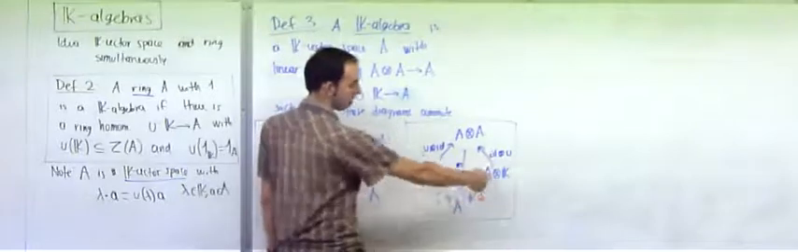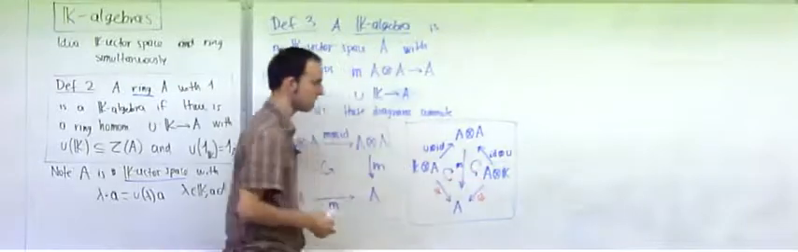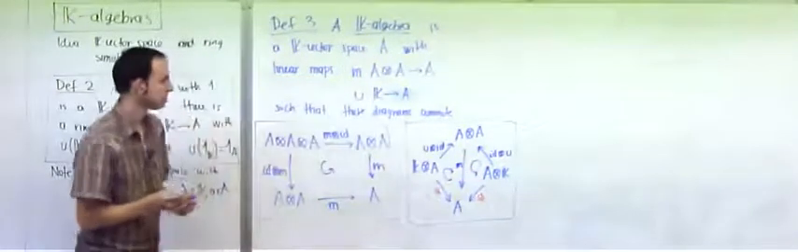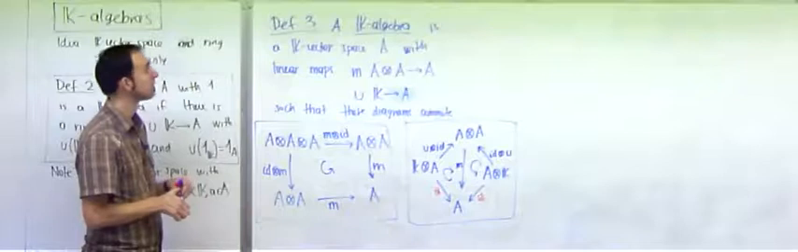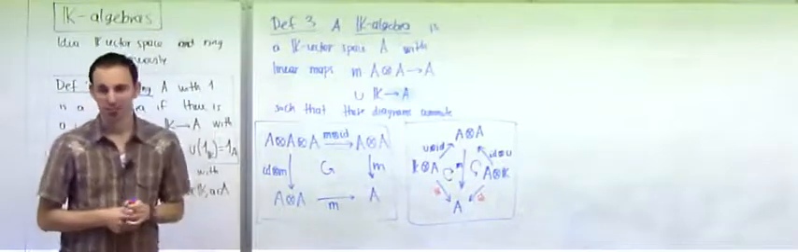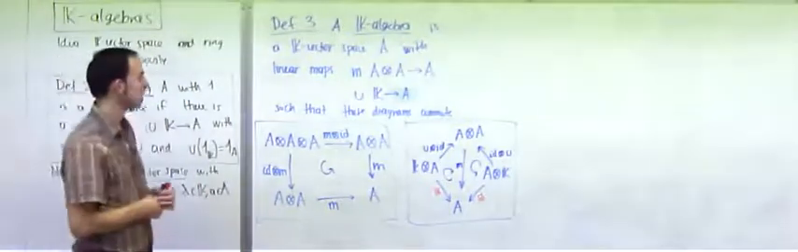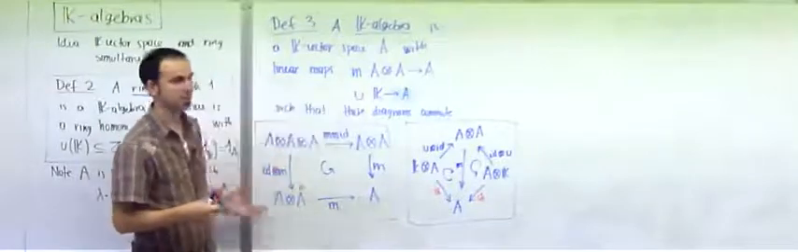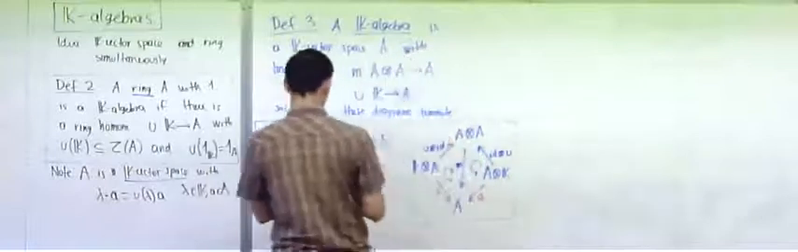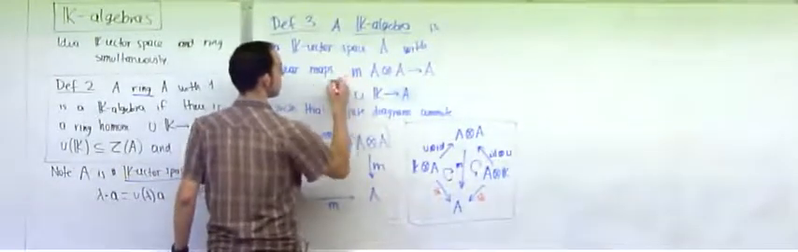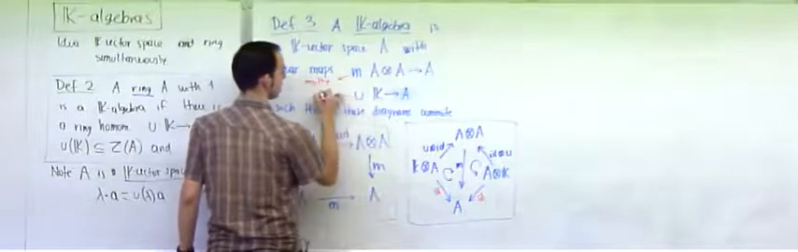There's another thing that commutes here, which is that you can go this way or you can go this way. So I put an arrow like that to indicate that. Okay? So that is the definition of a K algebra: linear maps satisfying these conditions. And this map is called multiplication. And this map is called unit.